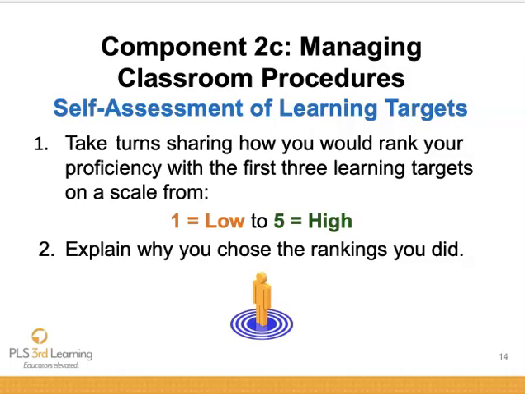Please locate page 99, Learning Targets. Reflect on how you would rank your proficiency with the first 3 learning targets on a scale from 1 equals low to 5 equals high. Reflect on whether or not your rankings have changed and why.